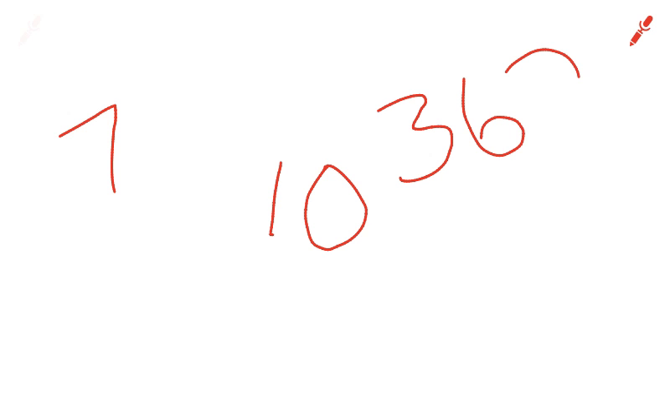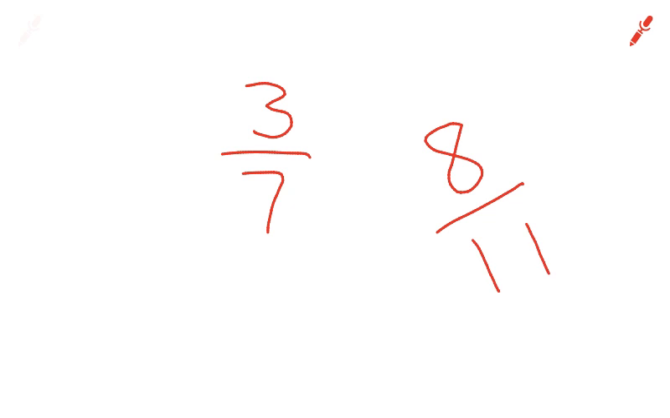A whole number would be just any plain number: 7, 10, 362. Those would all be examples of whole numbers. And then a fraction, examples of fractions would be 3 over 7, 8 over 14, 9 tenths. All of those would be examples of fractions. And then the mixed number is taking the two, putting them together.